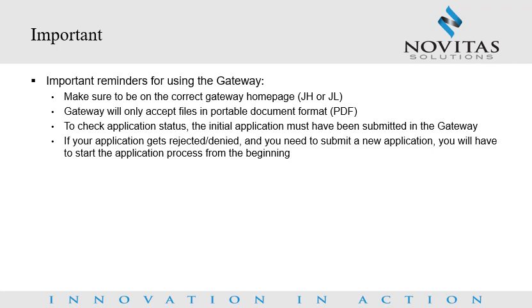The gateway will only accept files in portable document format or PDF. To check application status, the initial application must have been submitted in the gateway. Lastly, if your application gets rejected or denied and you need to submit a new application, you will have to start the application process from the beginning.